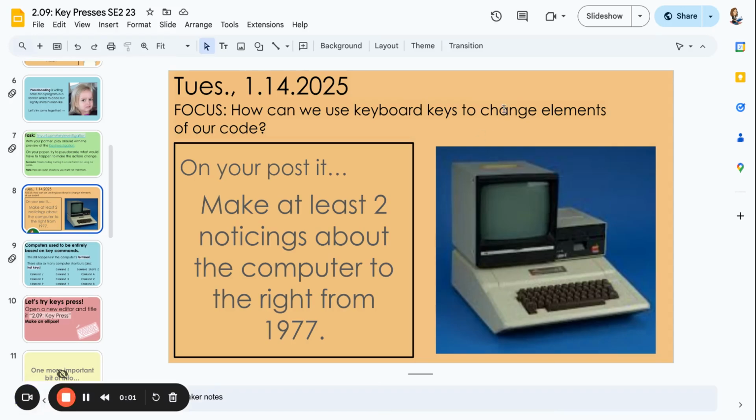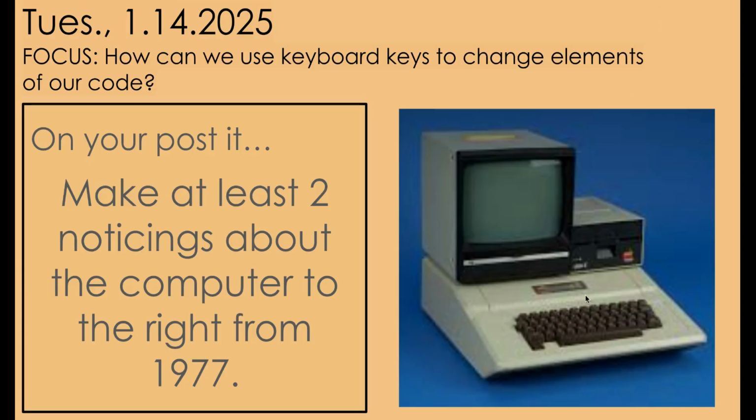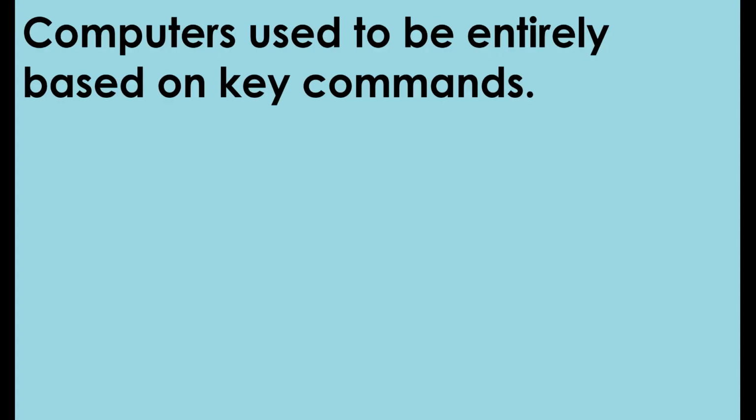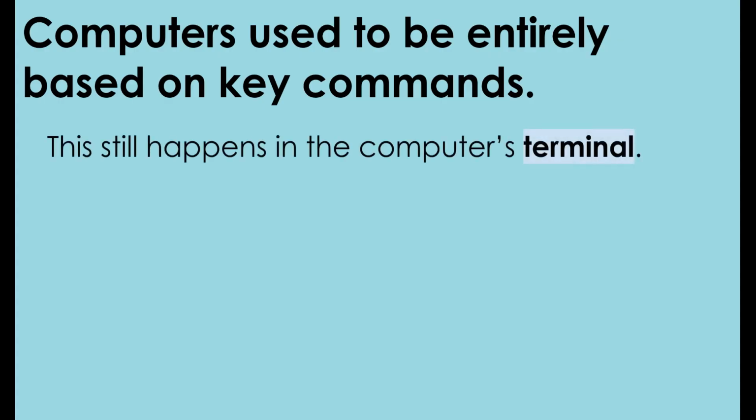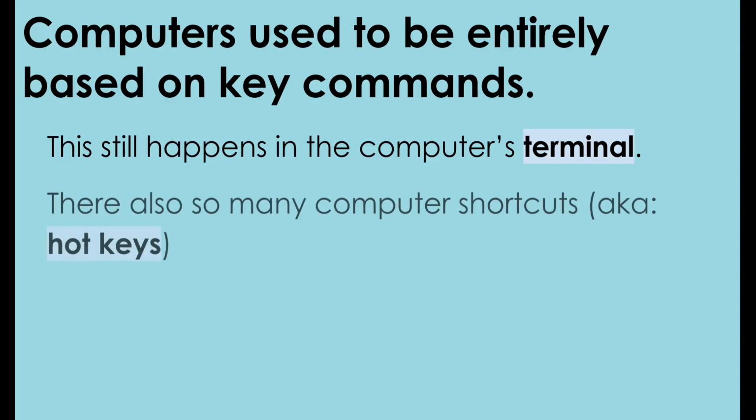In this video, we're going to talk about how we can use the keys to change elements of our code. So this is an old school computer, and if you notice, there is no mouse on it, and that's because everything used to be based on key commands. We still do this in the computer's terminal. For instance, I can open and play a lot of different things.